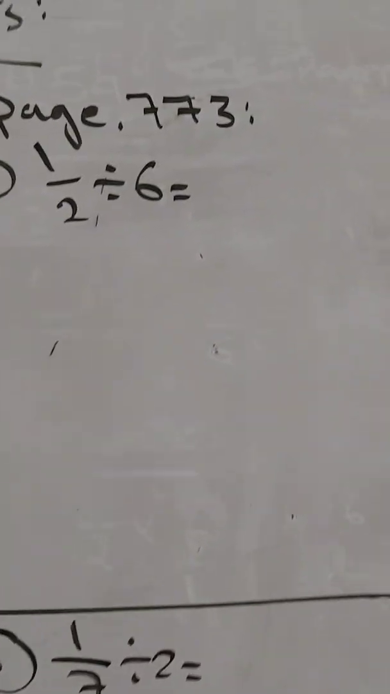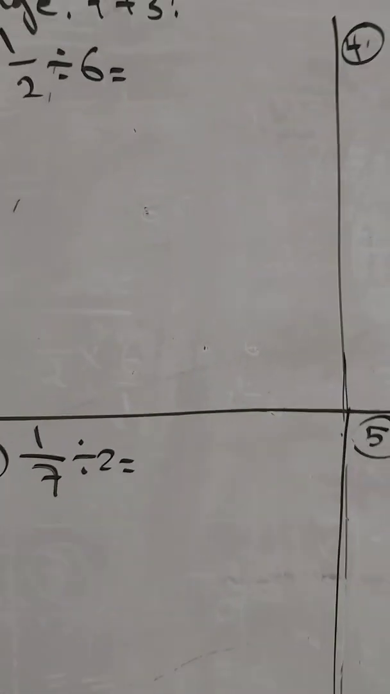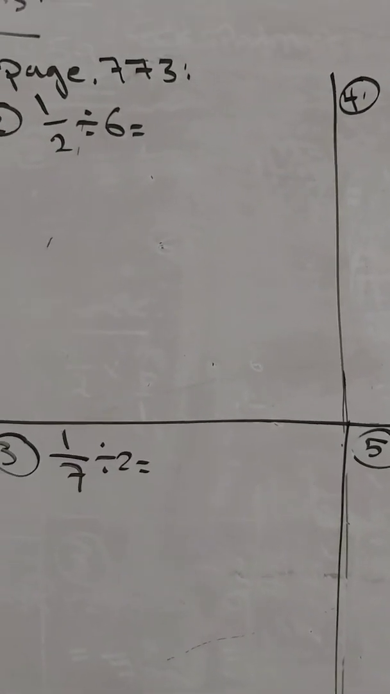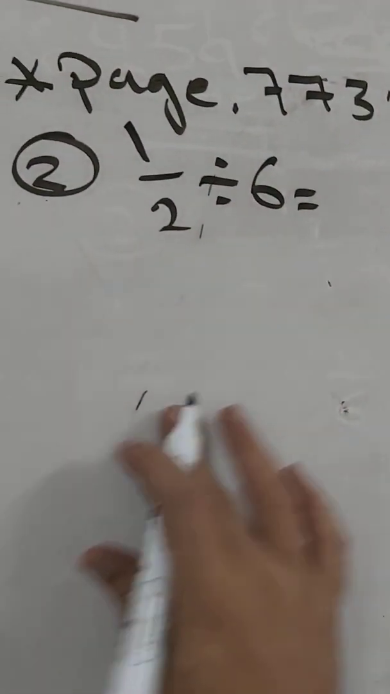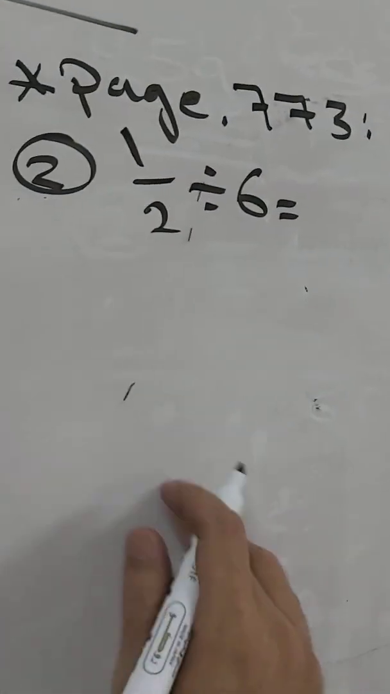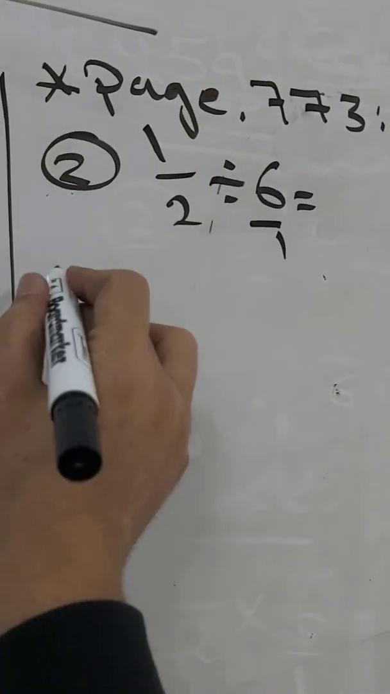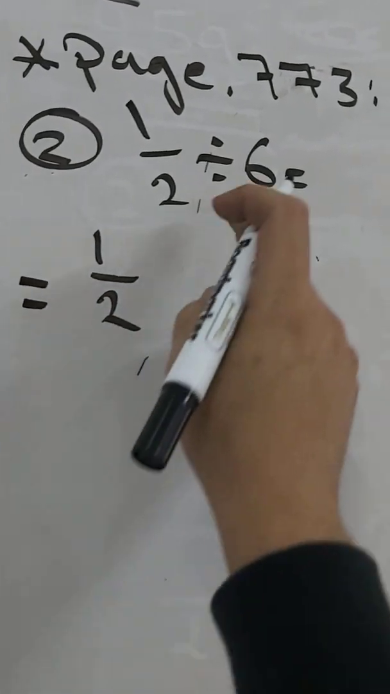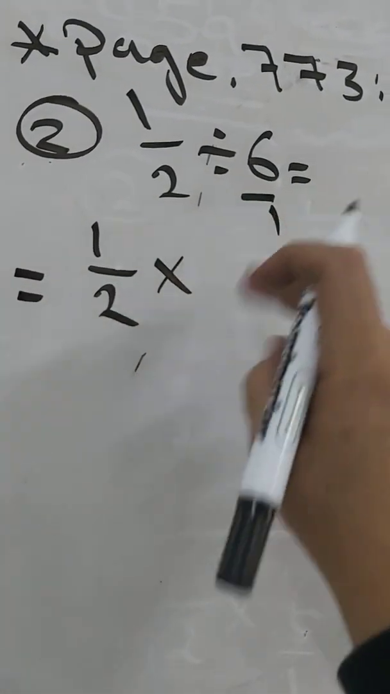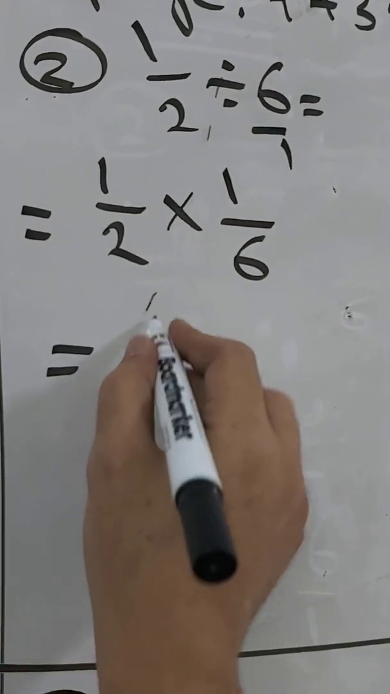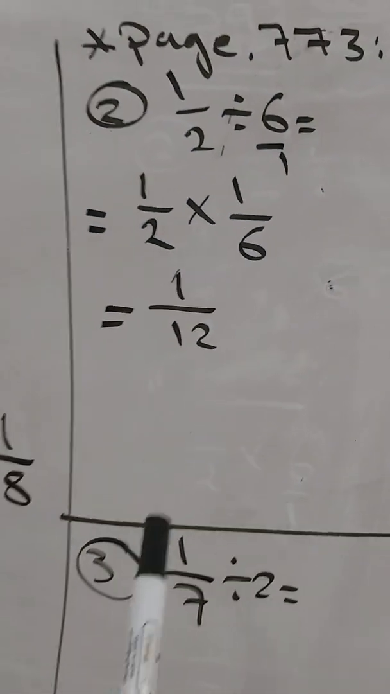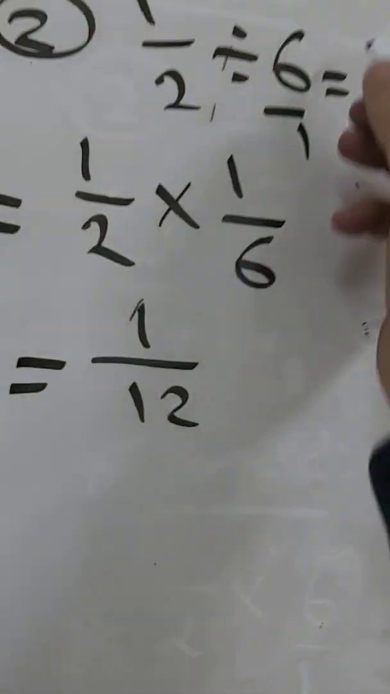Now you have exercises on page 773. In the class we did all of the exercises on this page and the problem solving also. So I will do the first 4 from this page. We'll start from question 2. We have 1 over 2 divided by 6. So the 6 we make it over 1. And 1 over 2 stays the same. The division becomes multiply and do the reciprocal. 6 over 1 will be 1 over 6. And do normal multiplication, 1 over 12. And to check your answer, do the same strategy here. So the answer of question 2 is 1 over 12.